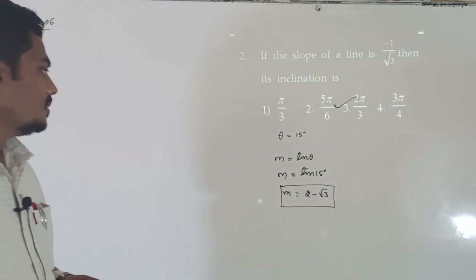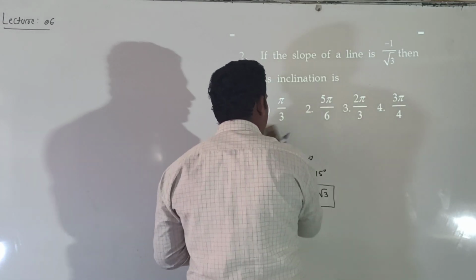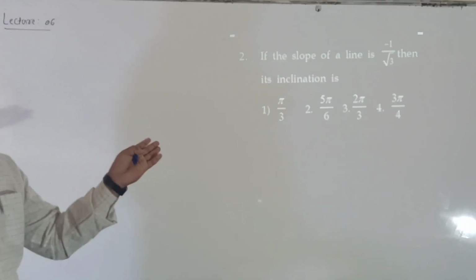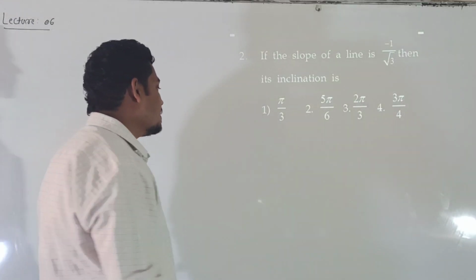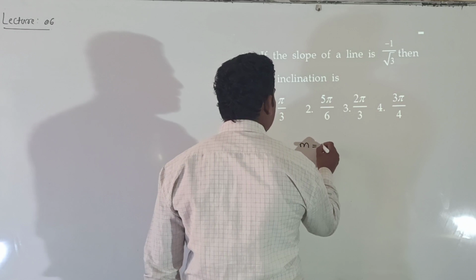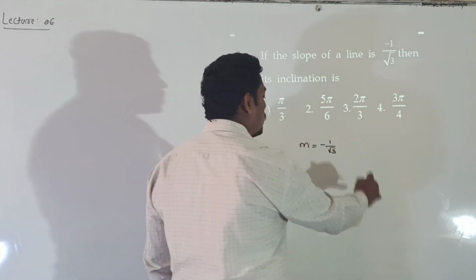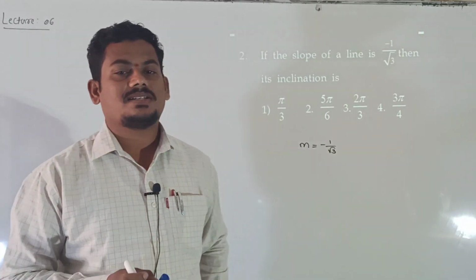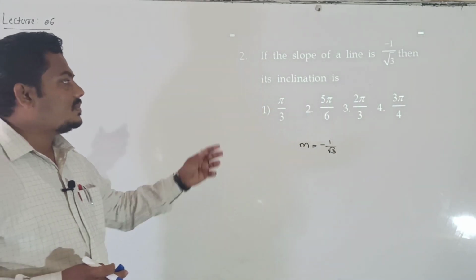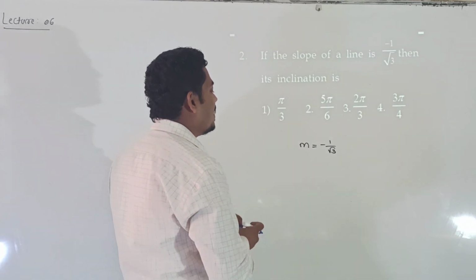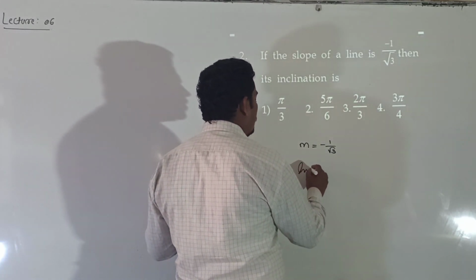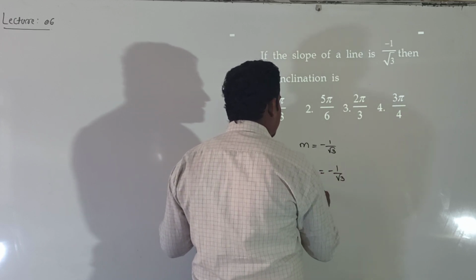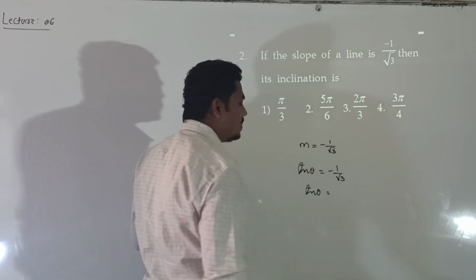Second problem, in this case the slope of the line is given. The slope of the line they have given is minus 1 by root 3. Slope of the line is minus 1 by root 3, then what is its inclination? And you know m is nothing but tan theta, minus 1 divided by root 3, that's equal to tan theta.